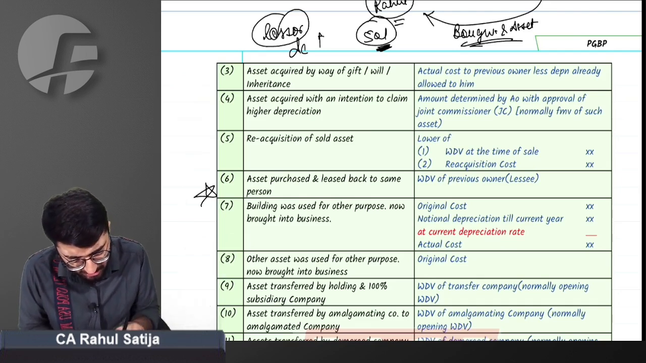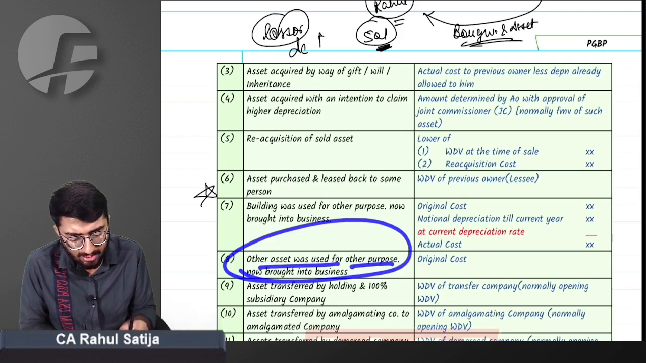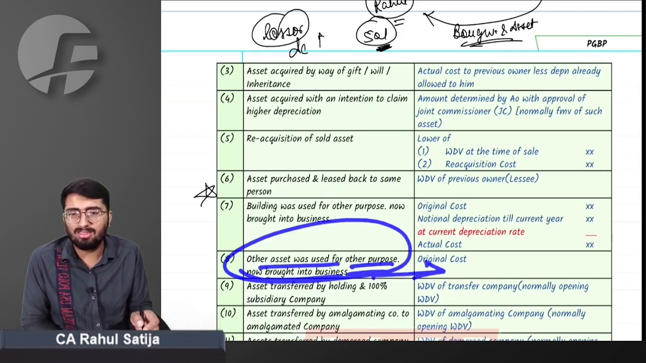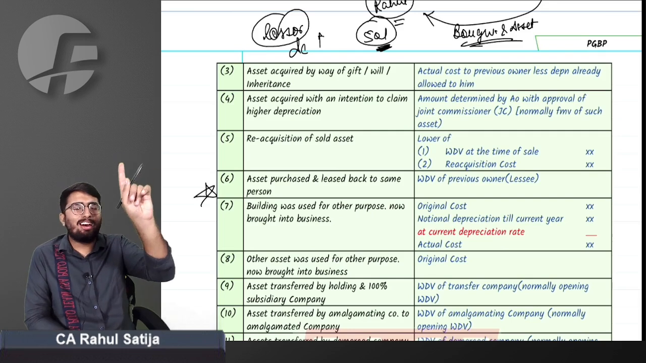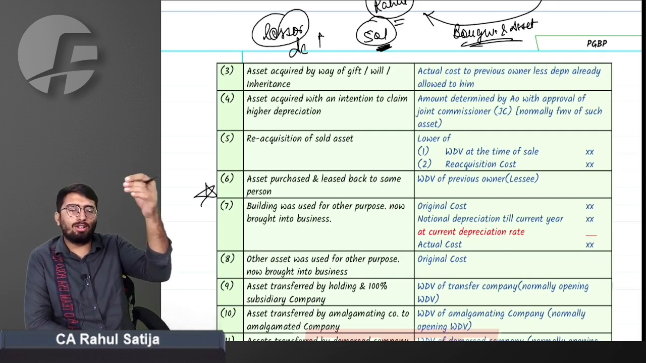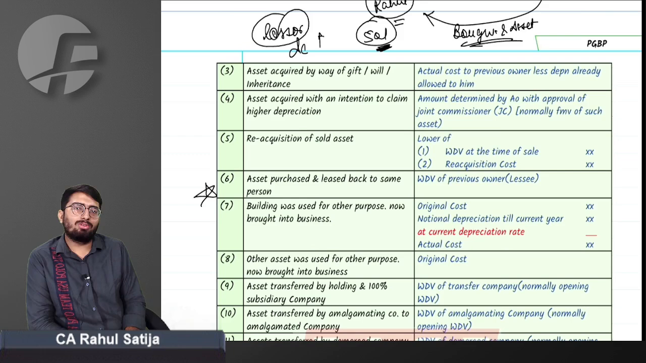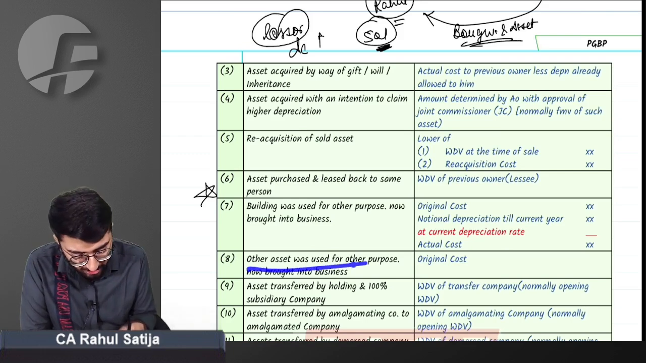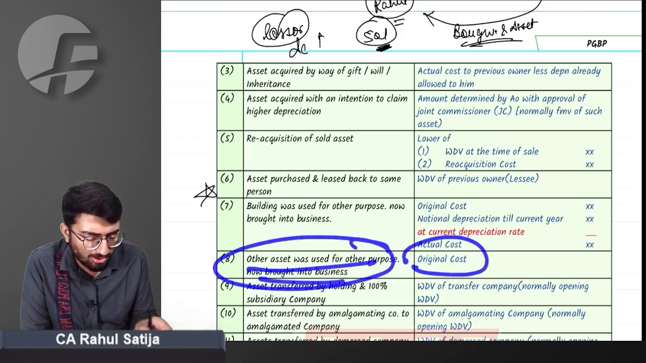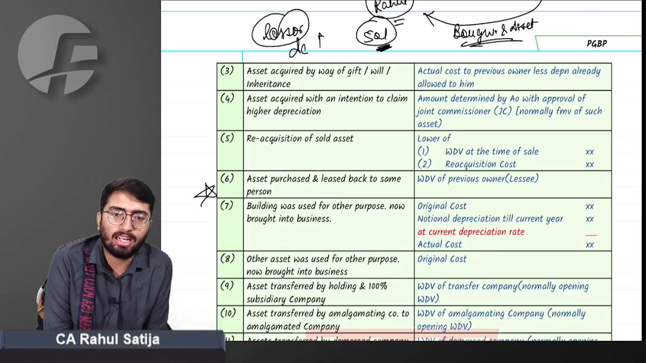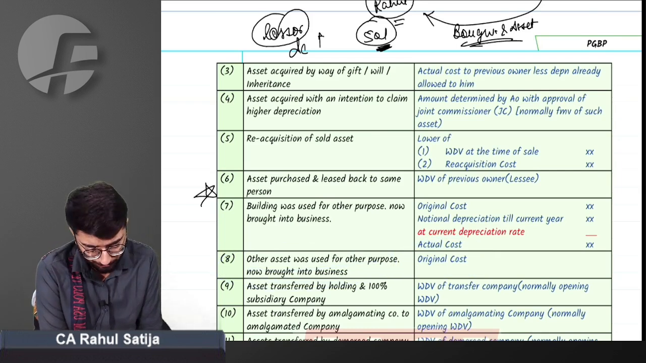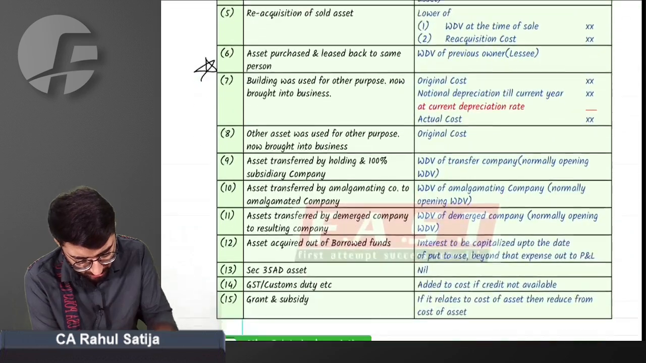Sir, what if any other asset that was used for other purposes is brought into business? If a building is transferred, we reduce notional depreciation from the actual cost. But if any other asset is brought into business, then the original cost of that asset will be considered for calculating cost of acquisition.